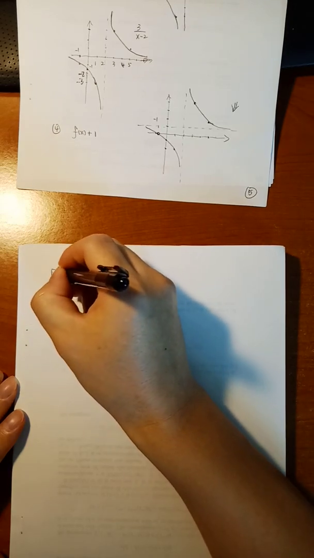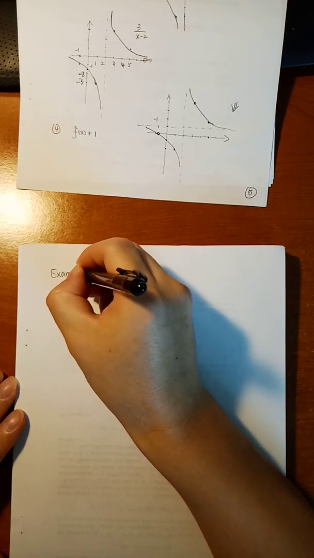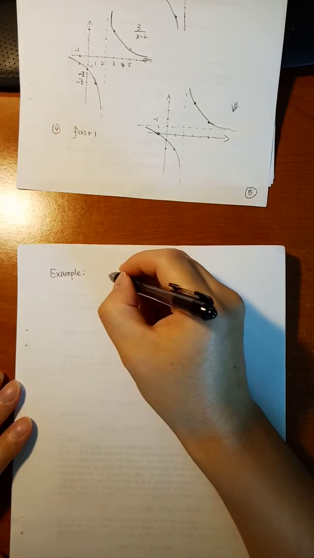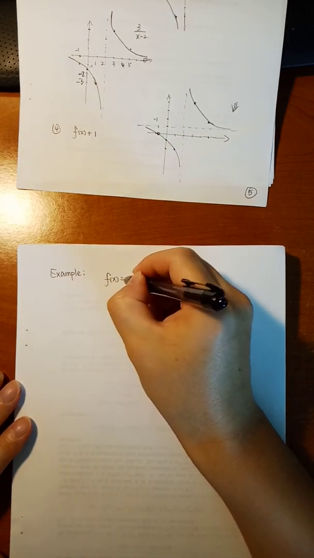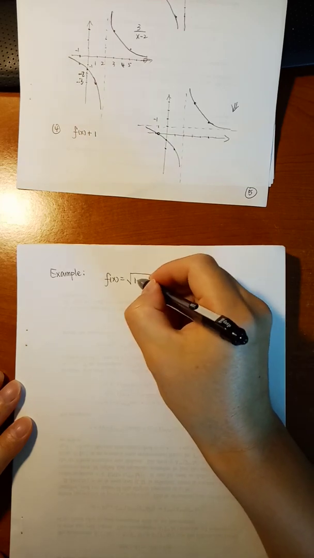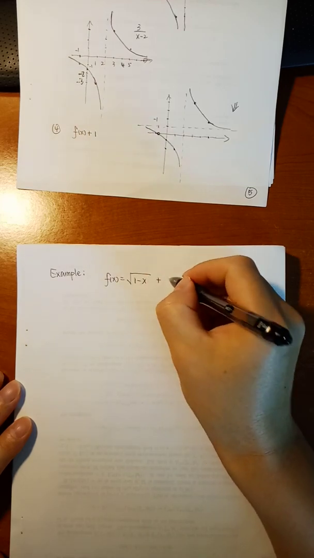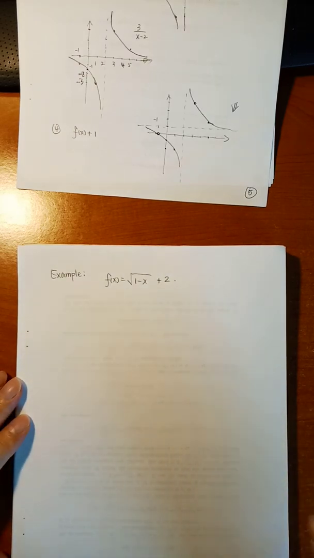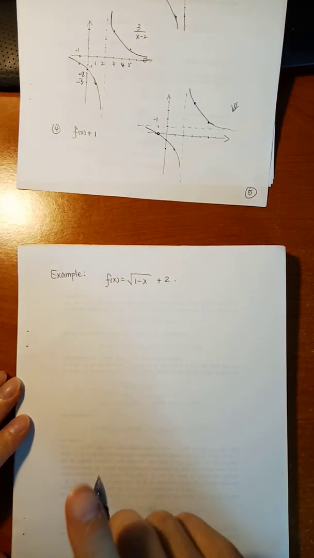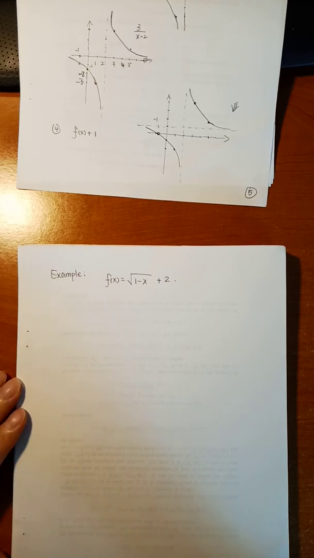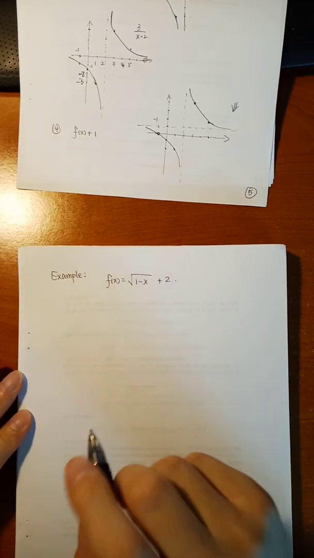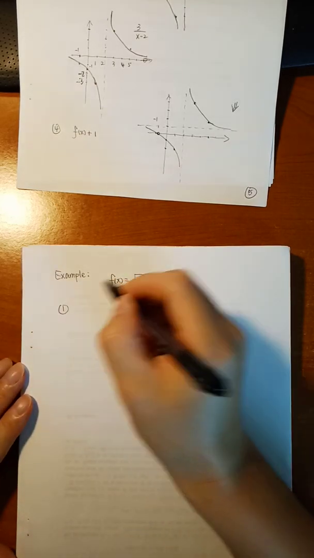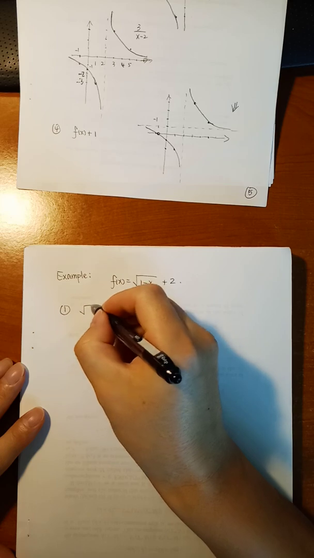Next example. We want to graph the function square root of 1 minus x, plus 2. Okay, so in this part we see some difference. Sometimes you have to be very, very careful. So we start from the first one, square root of x.